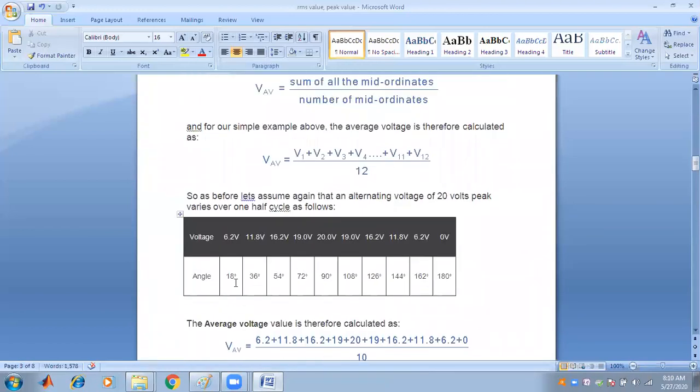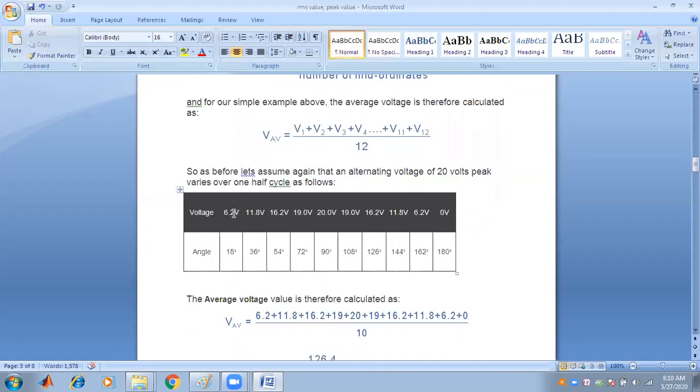Say for 18 degrees, the value is 6.2 volt. For 36 degrees, the corresponding value is 11.8 volt, that we have found for a particular graph. For 54 degrees, the value is 16.2 volt. For 72 degrees, it is 19 volt. For 90 degrees, it is 20 volt. For 108 degrees, it is 19 volt. For 126 degrees, it is 16.2. For 144 degrees, it is 11.8 volt. For 162 degrees, it is 6.2. And at 180 degrees, it is 0 volt.